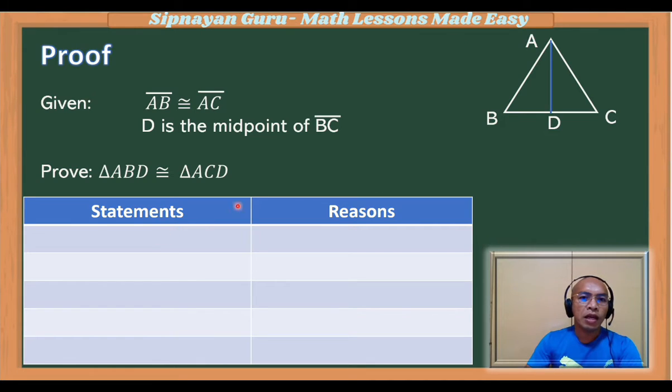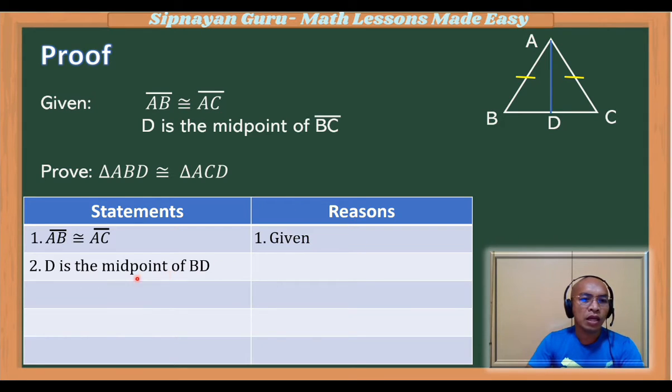The technique in making a two-column proof is to make use of the given statement, and out of that given statement, try to figure out what succeeding statements we can state as true based on the different concepts of geometry that we know. First statement, AB is congruent to AC. The reason why we say that this statement is true is because it is the given statement.